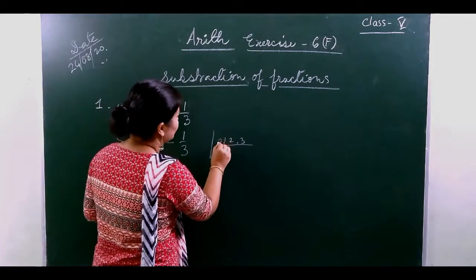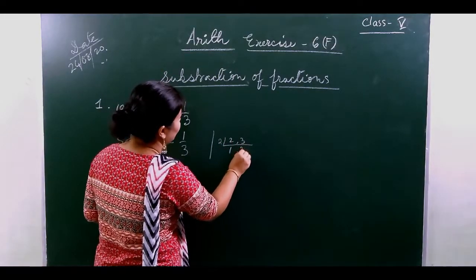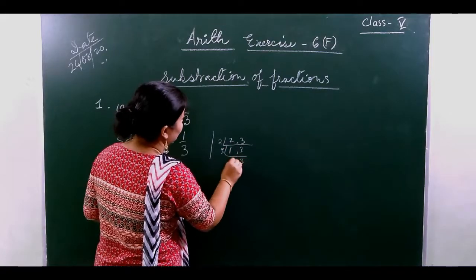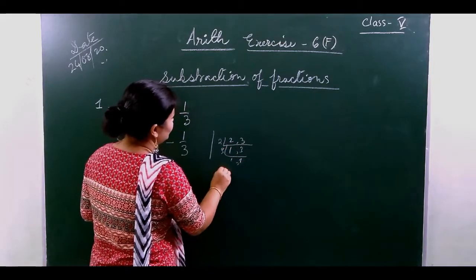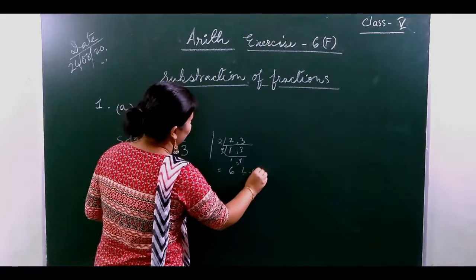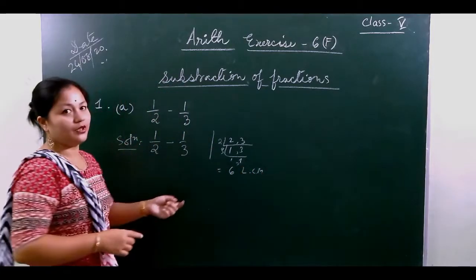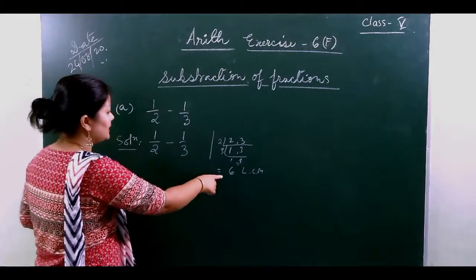So here 2 1 time 2, 3 left, and 3 1 time 3. So 2 3 times 6. 6 is the LCM. Or you can directly multiply and find it. Okay, 6 is the LCM.